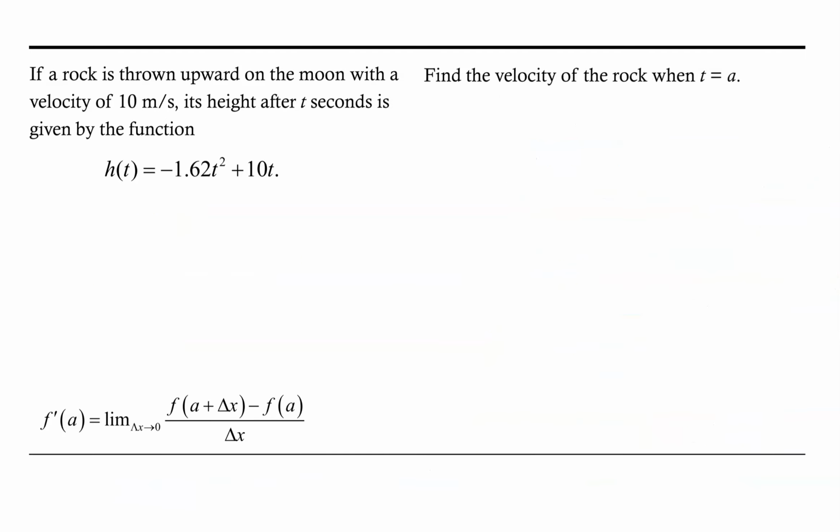Now let's consider, rather than the velocity of the rock after 1 second, the velocity of the rock at a time, let's call it A. Then the velocity at time A would be the derivative of the height at time A, which would be the limit as delta t goes to 0 of h of A plus delta t minus h of A over delta t.